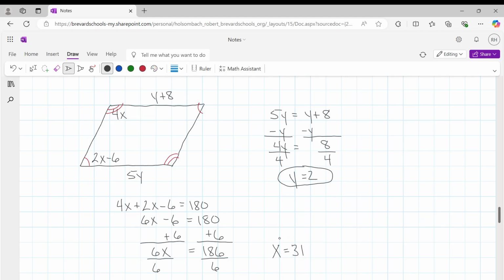All right, so again, opposite angles in a parallelogram are congruent, but consecutive angles, those sum to 180. So be careful when you see that type of problem. All right, any questions regarding the information we covered today?